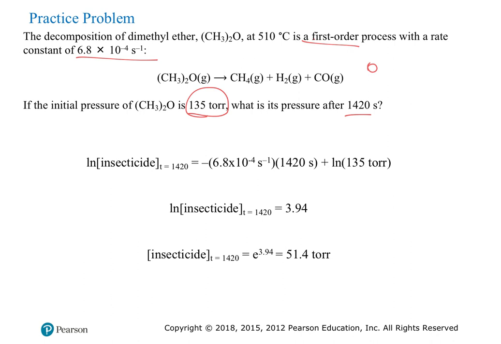So for this problem, oh, dang it, we already have it written up. Okay, it's fine.